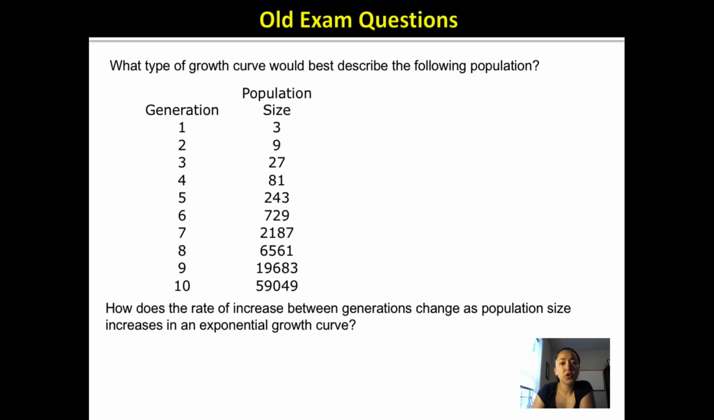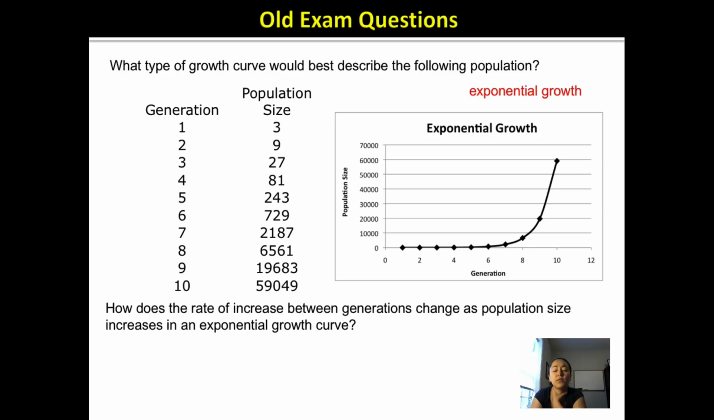What type of growth curve would best describe the following population? So what would you say? What type of growth curve would this population be experiencing? Your only options here are exponential growth or logistic growth. Those are the only 2 types of growth we talked about. Well, you can see the numbers are getting really big very quickly, and they just continue to increase. So this would be an example of exponential growth. If I graphed that, it would actually look like this. All right, so the population is growing exponentially.